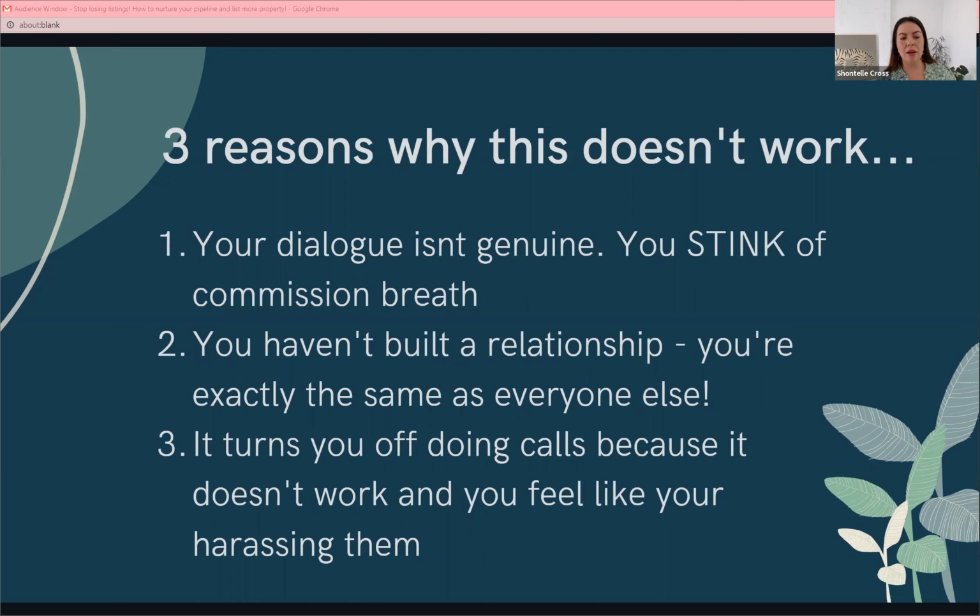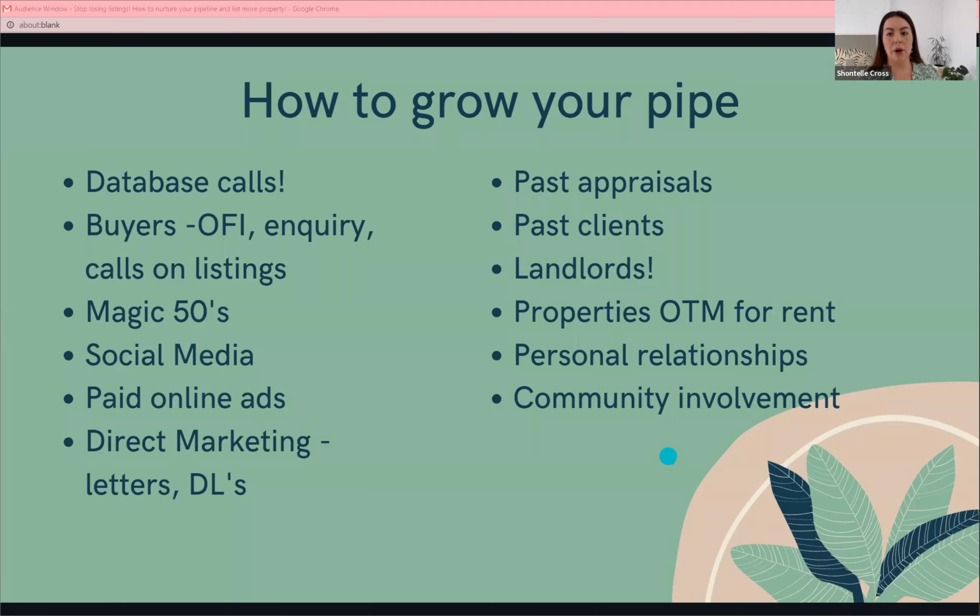So rather than feeling like we're harassing them, not knowing what we're going to say, we're going to put a plan in place, make sure we have a plan so that we're fail-safing ourselves. And then it's not going to turn you off making the phone call. So before we go over how to skillfully nurture the pipe, let's start at the start. How to grow your pipeline.